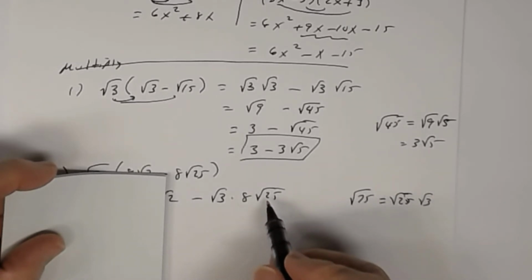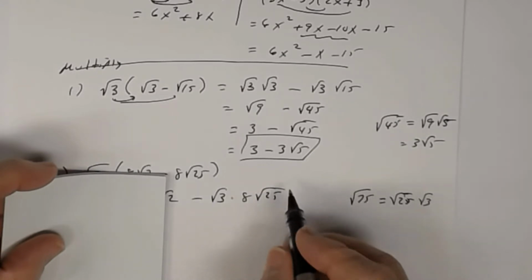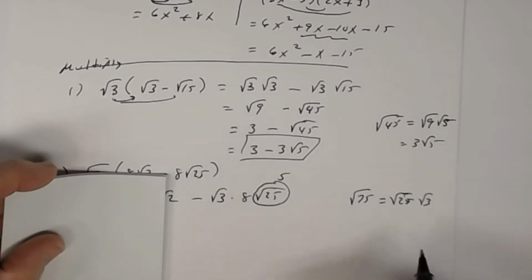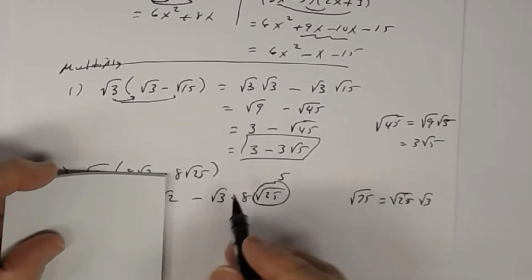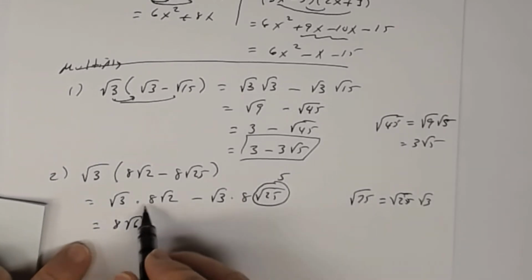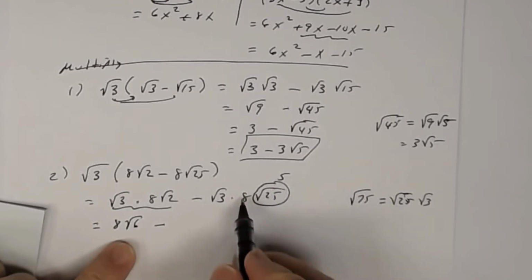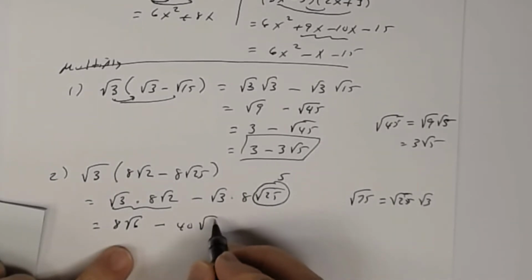So what you want to notice is that you can automatically say that the square root of 25, this right here, is just 5. And so 8 times 5 is 40. So you get 8 square root of 6 minus, and then 8 times 5 is 40. So you get 40 square root of 3. So minus 40 square root of 3.